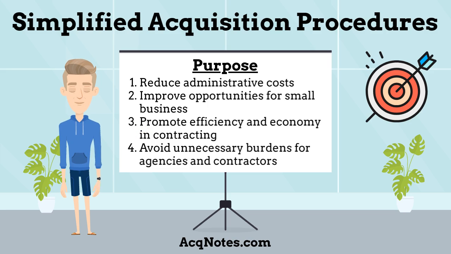The four main purposes are: 1. Reduce administrative costs. 2. Improve opportunities for small disadvantaged, women-owned, and service-disabled veteran-owned small business concerns to obtain a fair proportion of government contracts. 3. Promote efficiency and economy in contracting. And finally 4. Avoid unnecessary burdens for agencies and contractors.